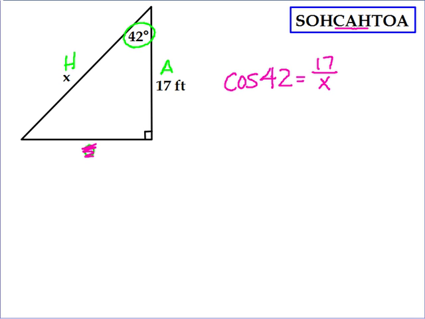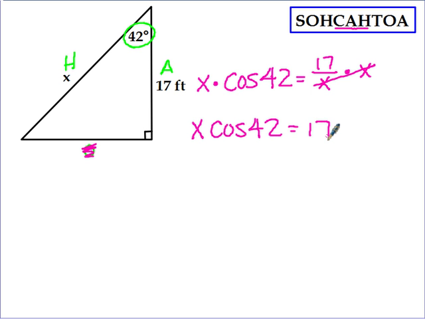So on the front we multiplied by whatever was in the denominator. And that's still true. We're going to do that same step. So I'm going to multiply both sides by x. So you're always multiplying by whatever's in the denominator to cancel it. So now I have x times the cosine of 42 equals 17.